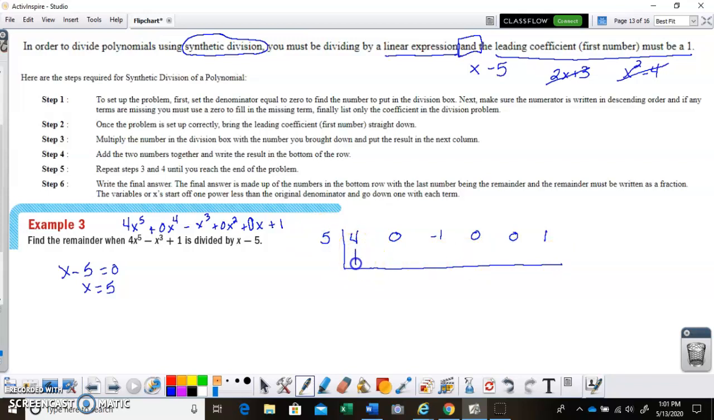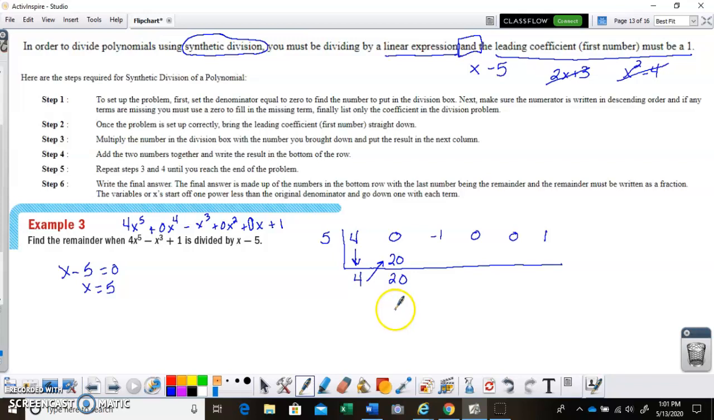So the very first thing you do is you bring the leading coefficient down. So that becomes a 4. Now what you're going to do is multiply the number in the division box, that's your 5, with the number you just brought down and put the result in the next column. So we do 5 times 4 and we put our result right here, which is 20. And now we're going to add those two numbers together. So 0 plus 20 gives me 20.